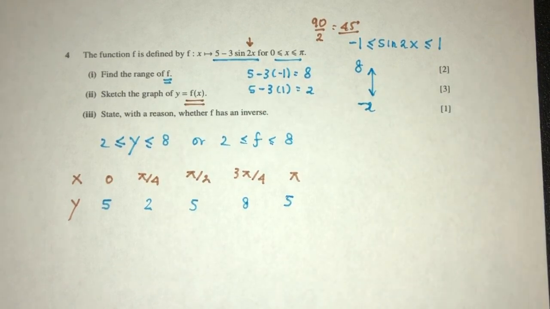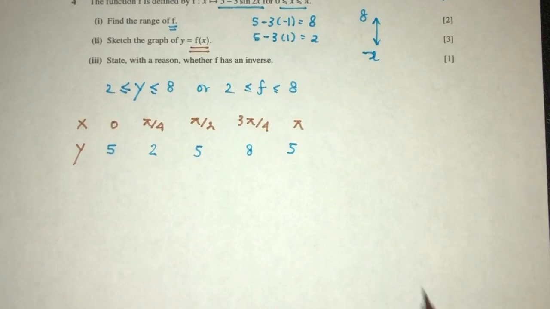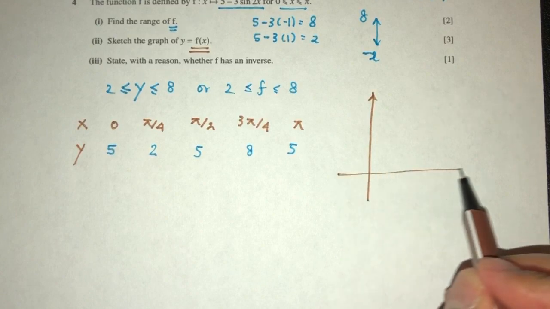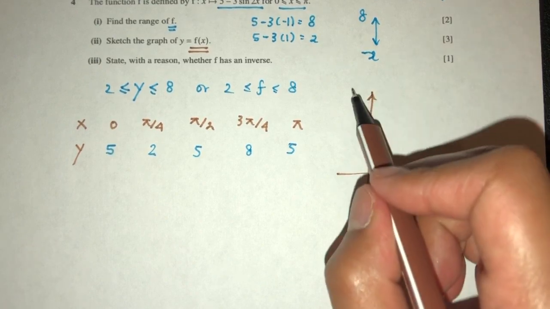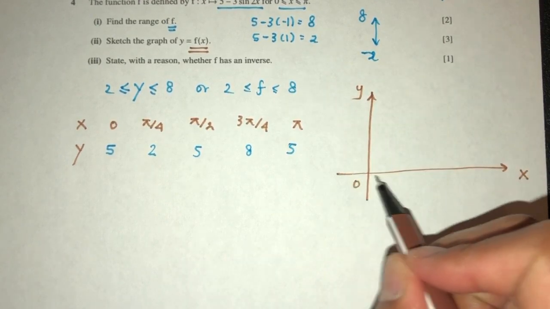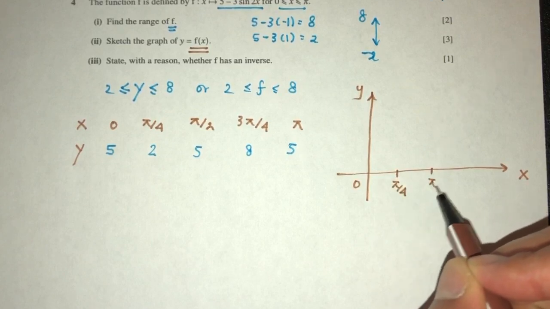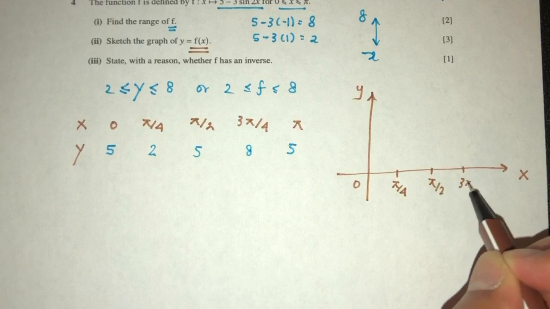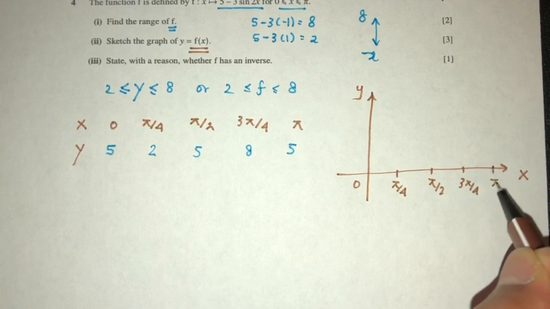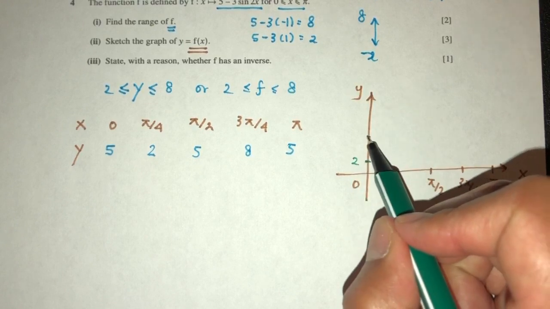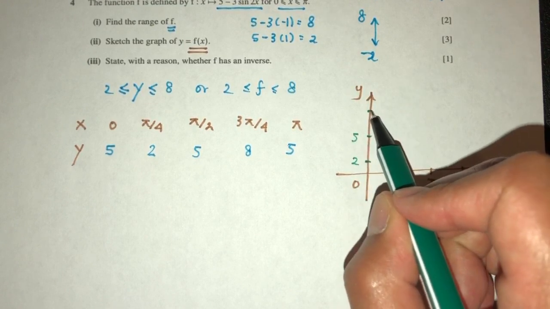Okay, so let's draw the curve, sketch. That is something like this. That is my y value, and that is my x-axis. Obviously you will be using a ruler for that. That will be 0 here. That should be pi by 4, pi by 2, 3 pi by 4, and finally that should be pi. This is my value of 2, for example. 5, let's say it's here, and 8, let's say it's somewhere over here.